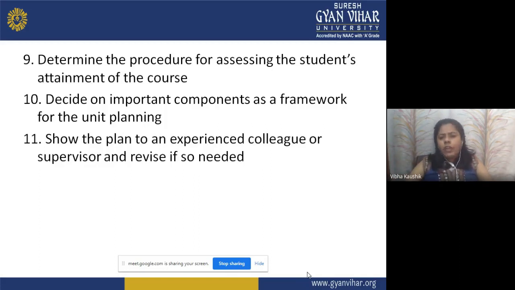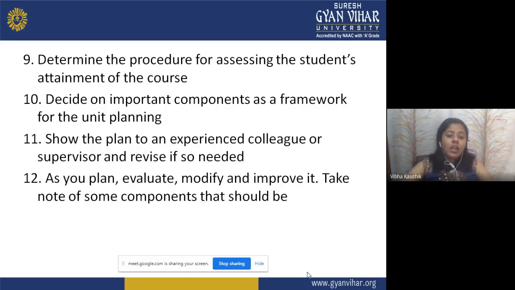Or a supervisor, if any principal is there, and revise if needed. It means if they give you some suggestions regarding the improvement of the instructional planning, then you can use those suggestions and revise your teaching learning process or the instruction. As you plan, once the planning has been made, evaluate. You have to make an evaluation whether the planning will help you to achieve the objectives or not. Modify and improve. If some changes are needed, then just change the planning, and on the basis of the modification, your planning will be improved.